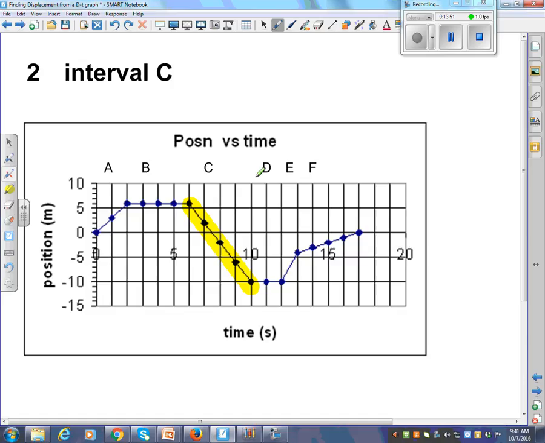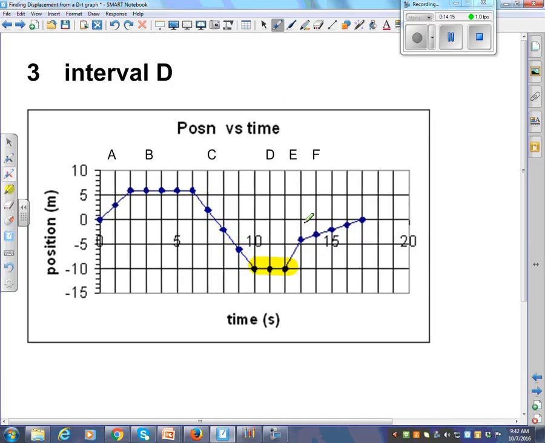Interval C is this one here. What's the final position? -10. The final is -10. The initial is +6. -10 minus +6 is? -16. Remember, down is negative. Right? Interval D, also flat. Do we need to do any subtraction? Displacement is? 0. Flat means 0.